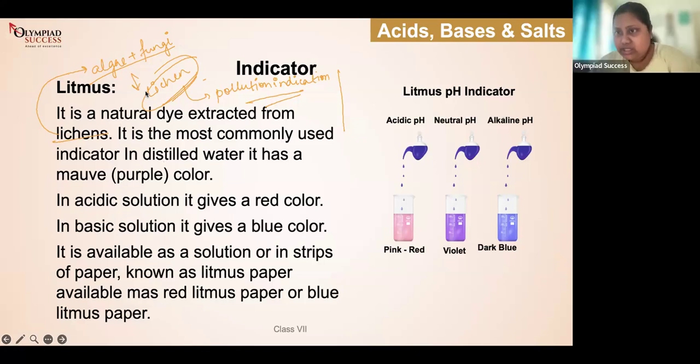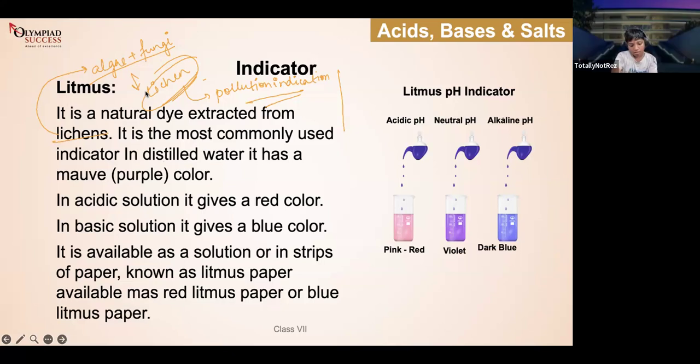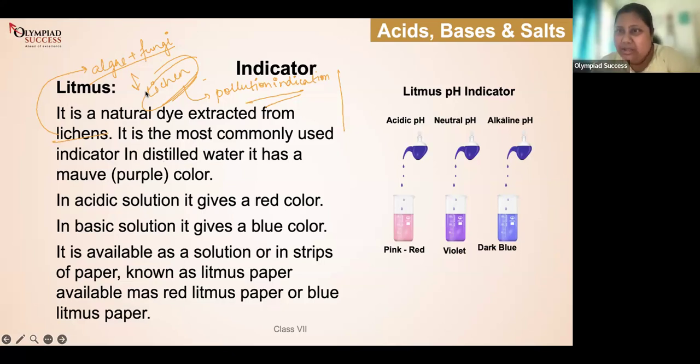Litmus paper in a natural environment is violet in color. If something neutral, like water, falls on it, it will not change its color and will remain violet. But with acid, it becomes pink, and with base, it becomes dark blue. Write it down in your table: litmus, acid, pink, base, dark blue. Done?